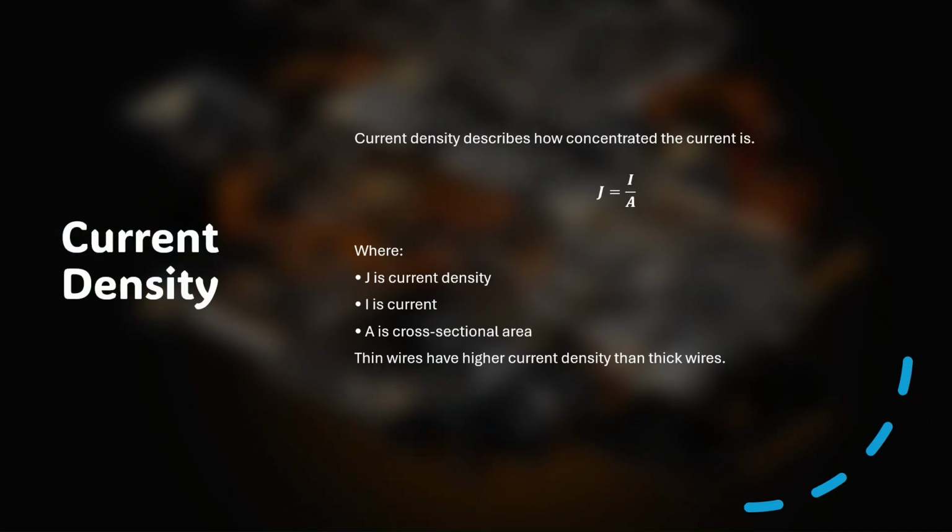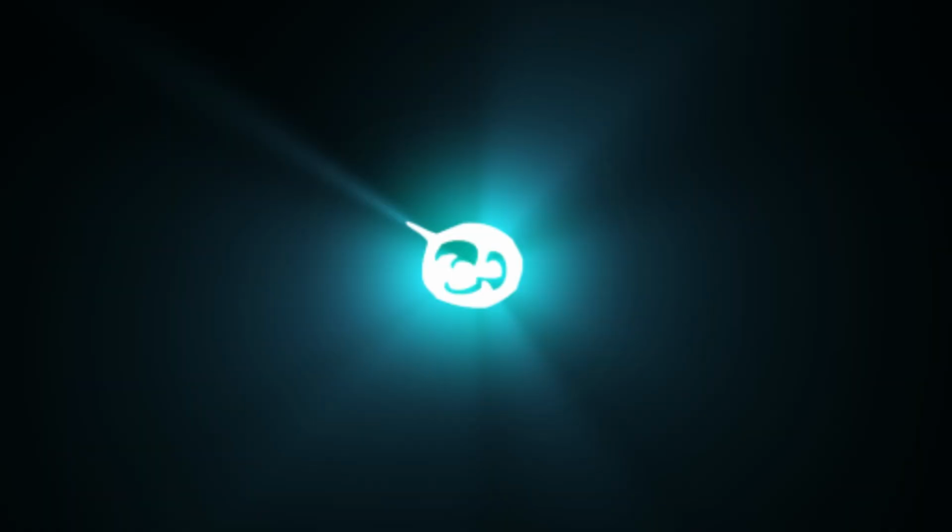Current density. This idea leads us to current density. Current density describes how much current flows through a given area. A thin wire carrying a certain current has much higher current density than a thick wire carrying the same current. High current density leads to more heating and greater energy loss.